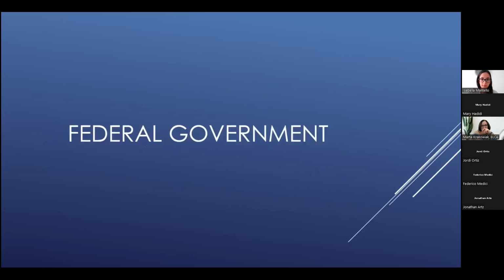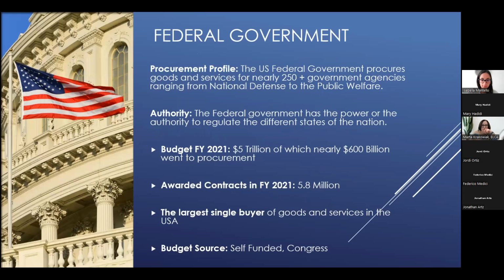All right, let's dive into the federal government if we can. All right, so it represents about 250-plus government agencies. The reason I have plus there is because it's always growing. It's never a definite number. And what they do is they procure things for the national defense and for the public welfare and everything in between. So if the government needs to buy it, this is how they do it. They have the authority to regulate laws at the state level. And there's always a little bit of a battle between the states and the federal government about who can do what. But essentially, if the federal government makes a law, the states generally follow it for general rules, keeping it high level.